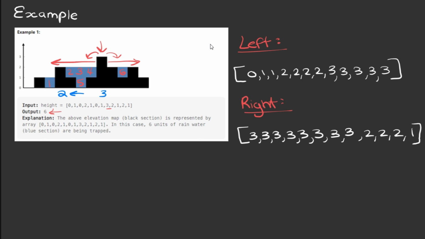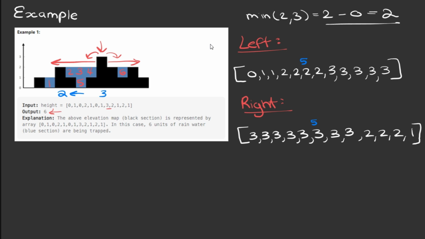Then we can go through the array and calculate the total water at each index. For example, the water at index 5 is the minimum between the two, so the minimum of 2 and 3, which is just 2, and we'll subtract the height of the index, which is 0, which will give us a water level of 2. And if we do this for all of the indices, we'll get the total amount of water that is trapped.